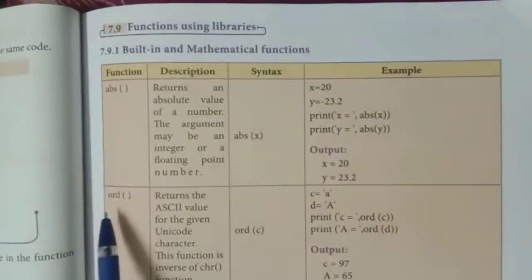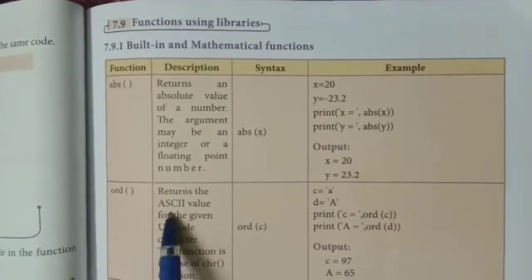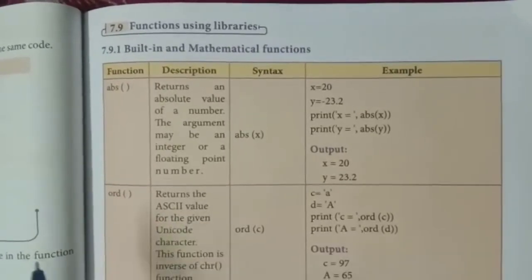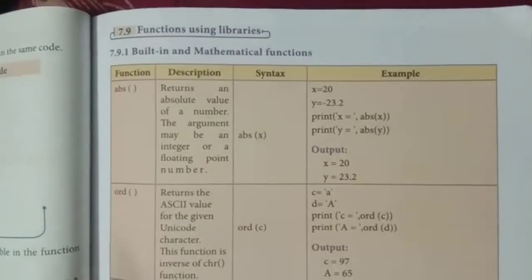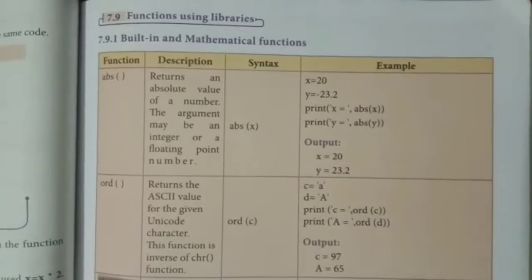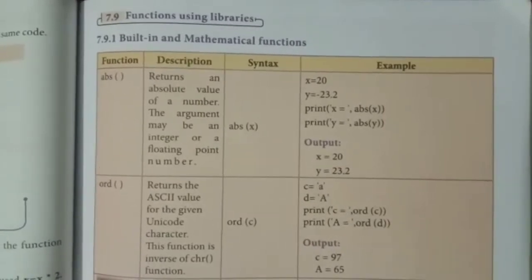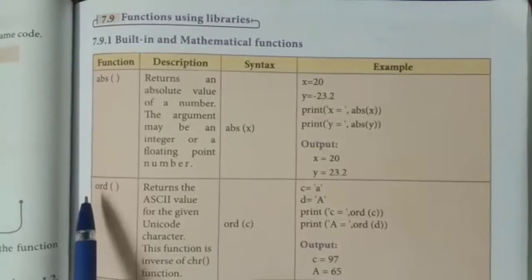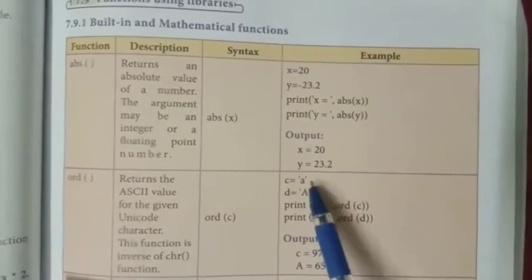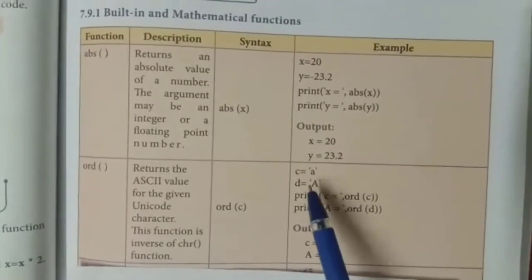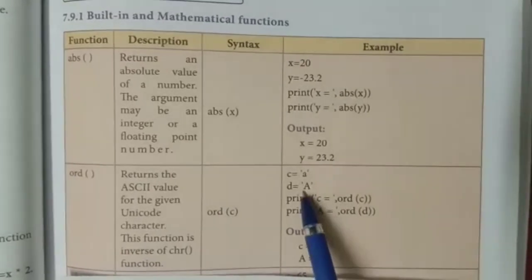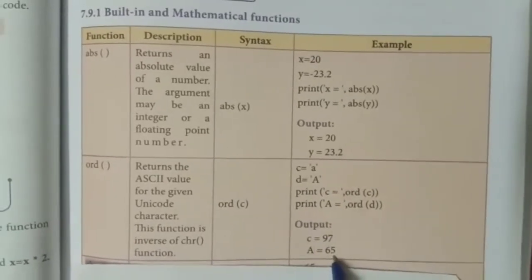Second one we have is ORD, order. ASCII is American Standard Code for Information Interchange. Each alphabet will have its own ASCII code. When you are going to use any alphabet, first its ASCII value will be checked, then only it will be processed. Now, when you use this order function, for the particular alphabet, the ASCII value will be returned. For example, small a has ASCII value 97. Capital A, it is 65. This is the order function.